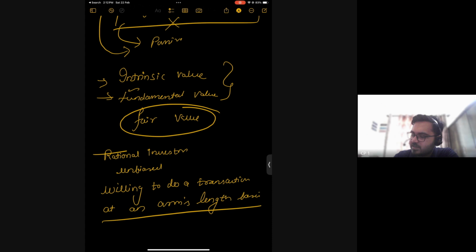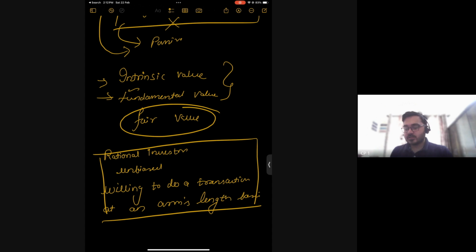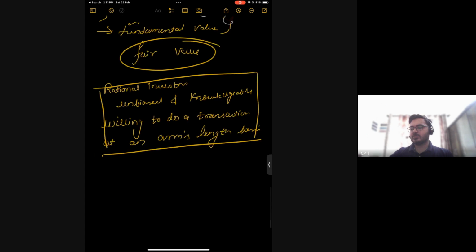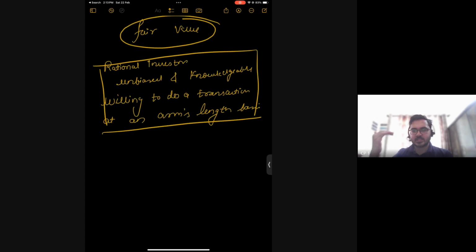That is the basic definition of this specific thesis, right? So rational investors who are unbiased and knowledgeable are willing to do a transaction on an arm's length basis. So whatever that price is, basically, is the fair value. That is the fundamental definition of fair value.